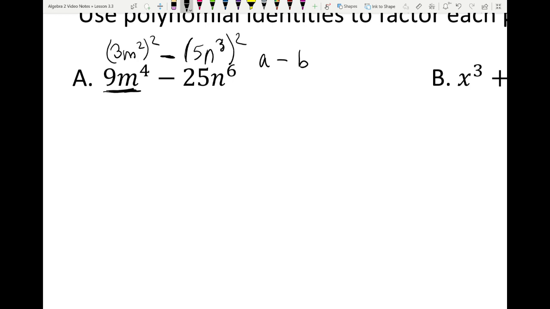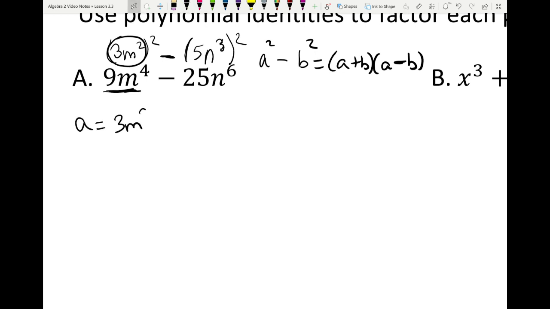So this right here is a difference of squares. So we're going to be using the difference of squares identity. Okay, so this is the difference of squares identity: a plus b times a minus b. That's one of your identities that we mentioned in the beginning. So now we know what a is. A is 3m squared. And b is 5n to the 3rd. Basically, if you take the square root of the first and the second term, that gives you a and b.